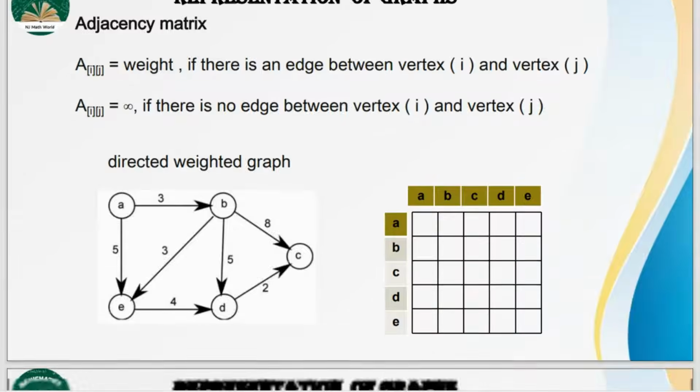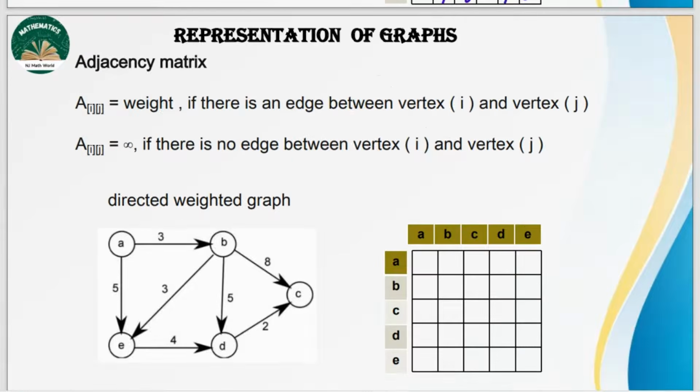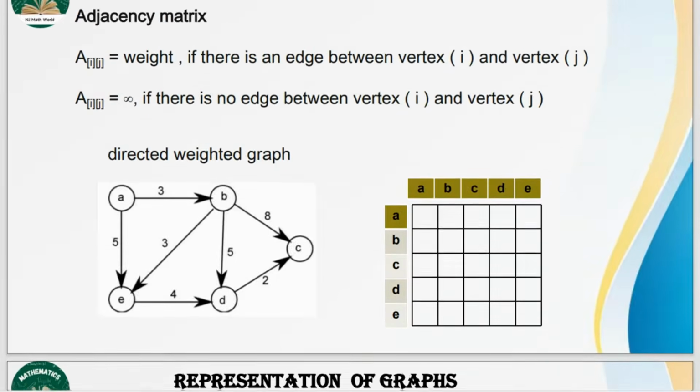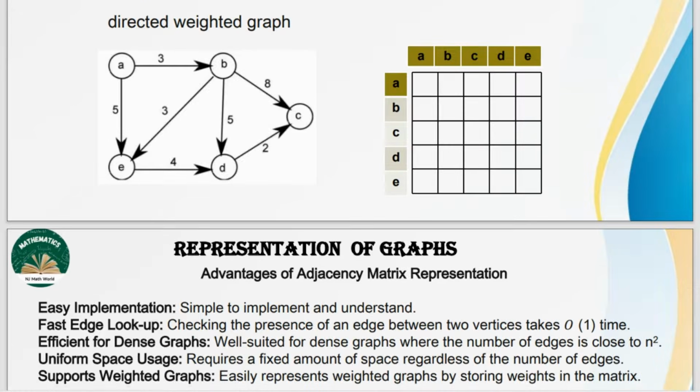So we'll move on with the adjacency matrix for a directed weighted graph. How do we write a directed weighted graph? Again, it's the same. We can consider A. From A it is going to B, it is 3. Then from A it is going to E, it is 5.